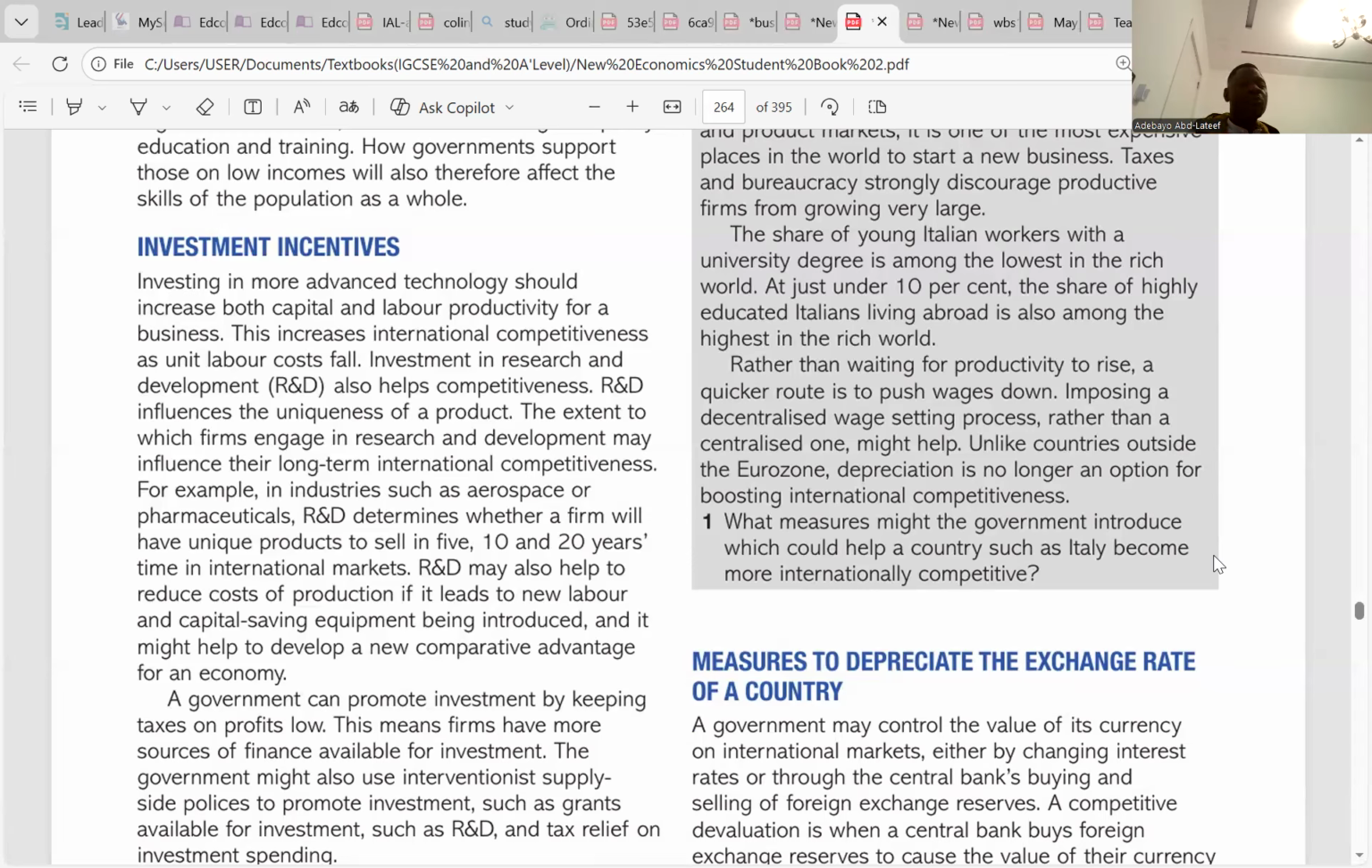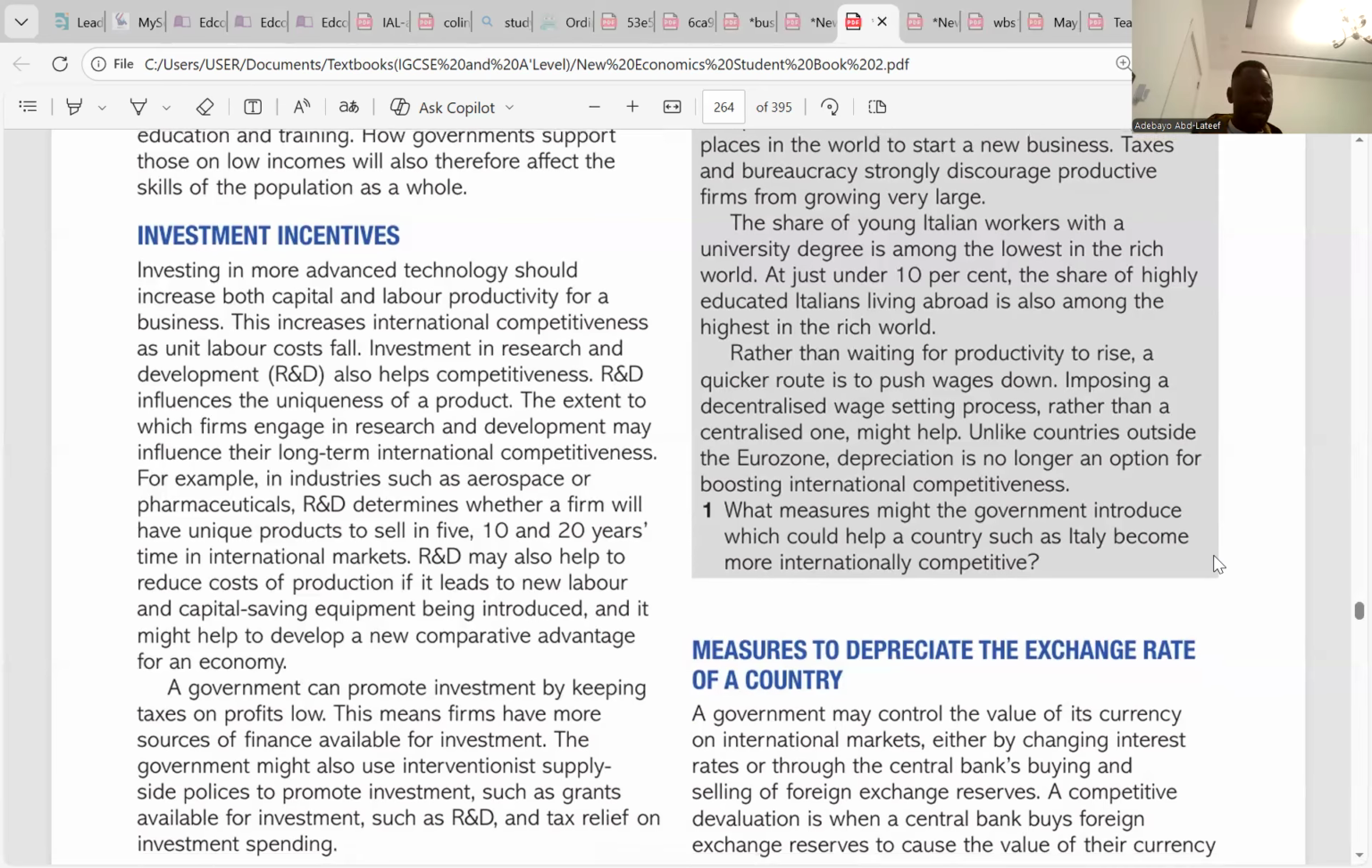Government has to come up with tax cuts to encourage investment. This means firms have more sources of finance available for investment. The government might also use interventionist supply side policies to promote investment, such as grants available for investment, such as R&D, and tax relief on investment spending.